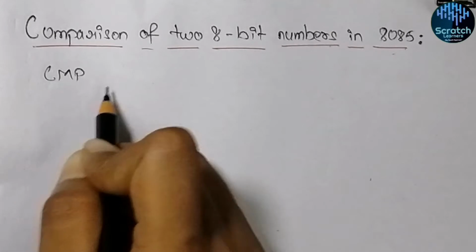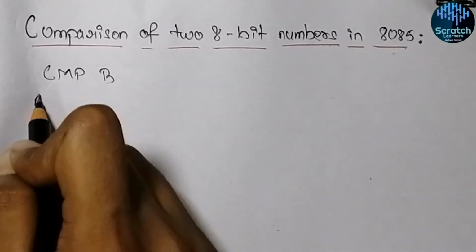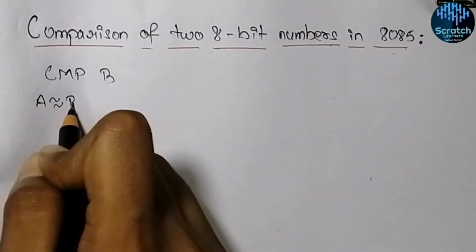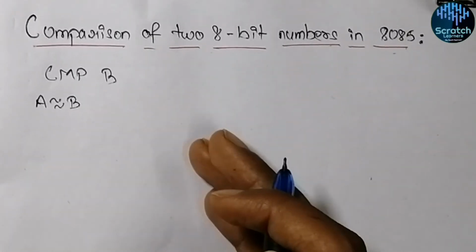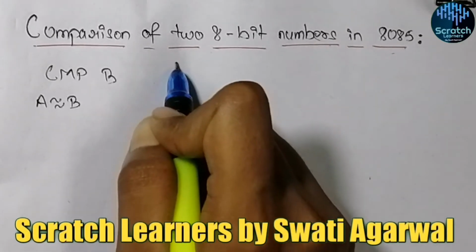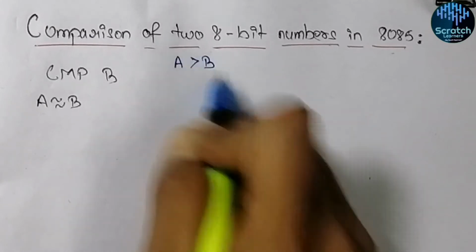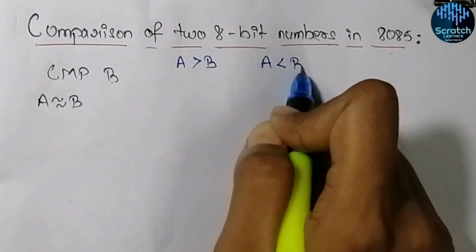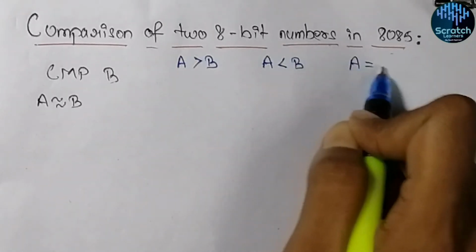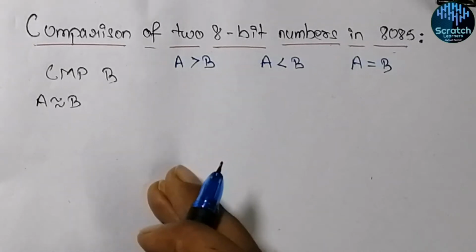So if we need to compare, like CMP B, that means the content of the accumulator will be compared with the content of B. Now while performing this, three cases may arise. The first one is when the content of the accumulator is greater than the second one. Then we can have A is lesser than B and A is equal to B. These are the three cases while comparing two numbers.